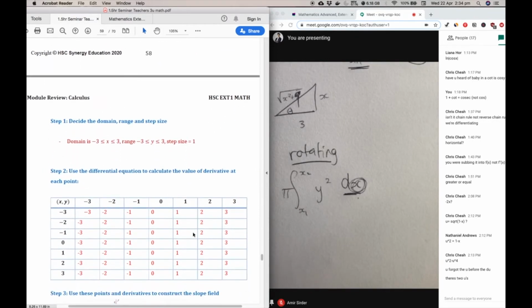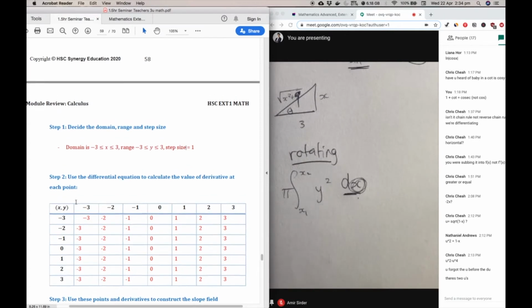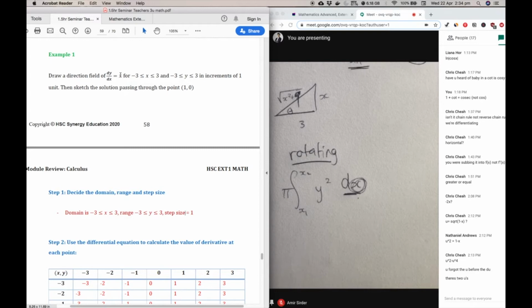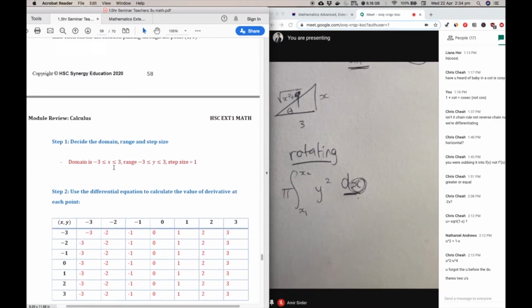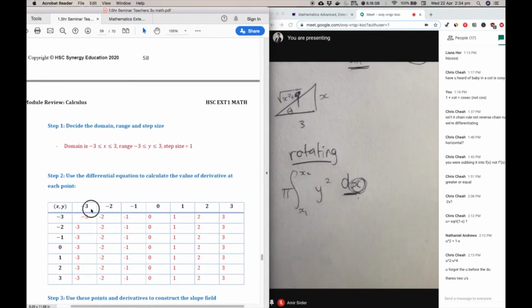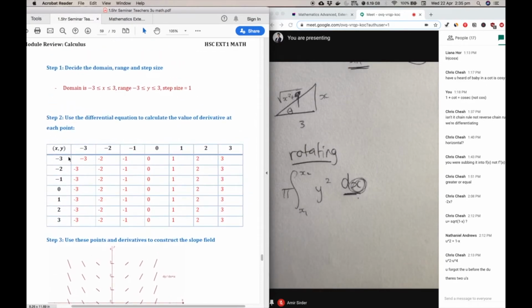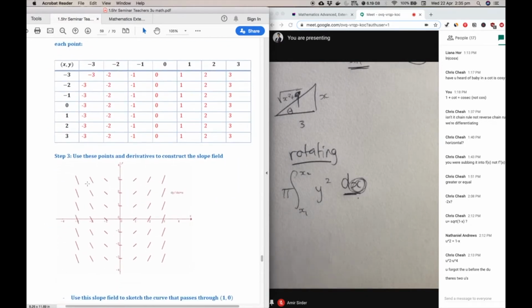Now you basically just use a table of values. The x coordinate is at the top, and the y coordinate is on the left here. And we want dy/dx equal to x. So all we have to do is fill in this table and write down what the gradient is. The gradient is just equal to the value at the top of the table, because it's equal to x, and these are our x values up here. So this entire column is -3, this column is -2, this column is -1, and so on. Once we do that, we can use these as coordinates and draw a line corresponding to this gradient in red. So we end up with something like this.